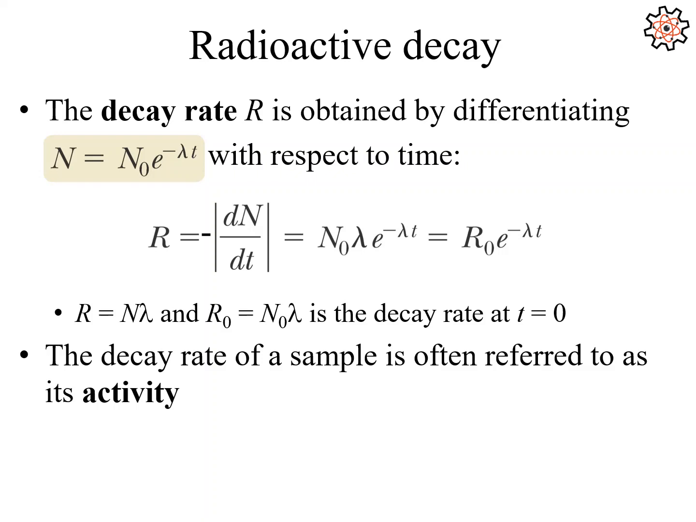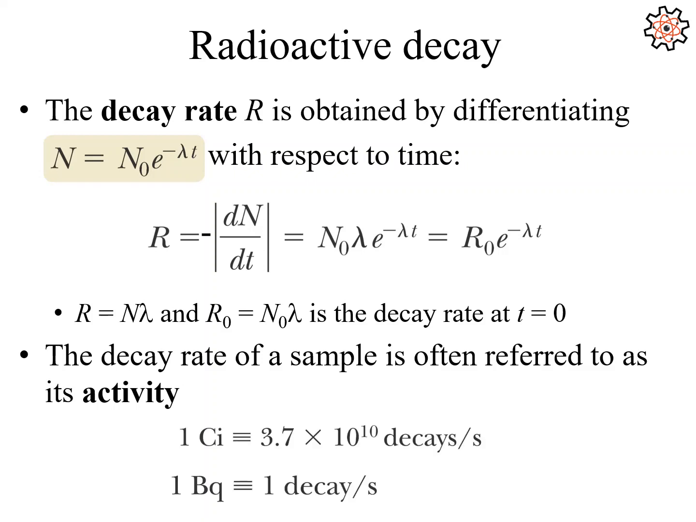The decay rate of a sample is often referred to as its activity too. It's the thing that you're going to measure with a detector, detecting the emissions from the sample. There are units for decay rate. A common unit is the Curie, Ci, which is given by 3.7 times 10 to the 10 decays per second. But the standard international unit for decay is the becquerel, which is 1 decay a second. A little easier to remember.